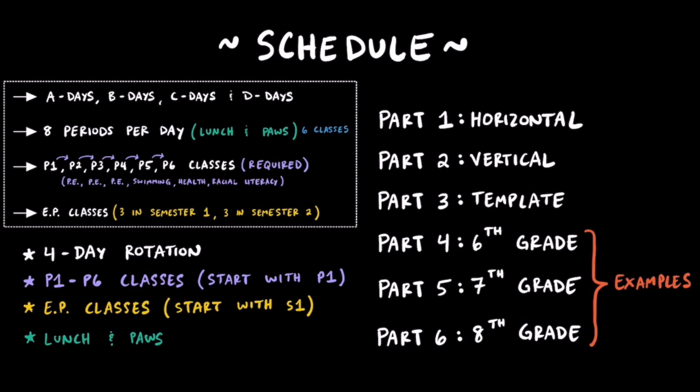Let's get into it. So, logging onto PowerSchool, you'll initially see a schedule that looks something like this. While this particular schedule is a 6th grader's, 7th and 8th graders will look pretty similar. You can see the 4 different days of A, B, C, and D days located here. And the 8 different periods of the day are going across this table.